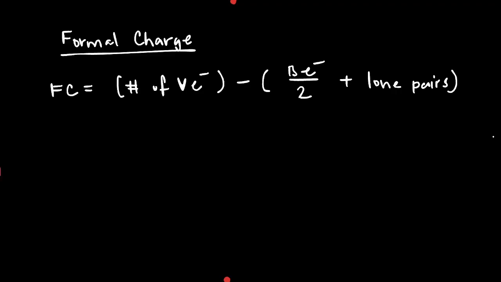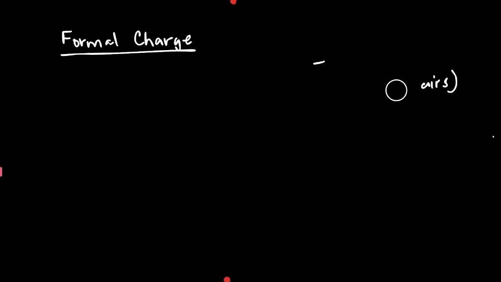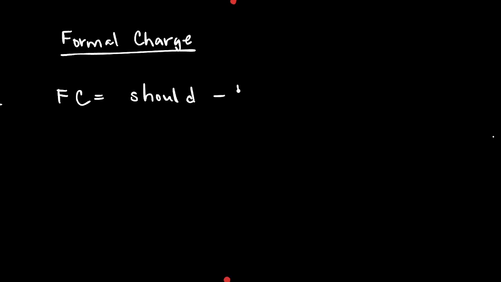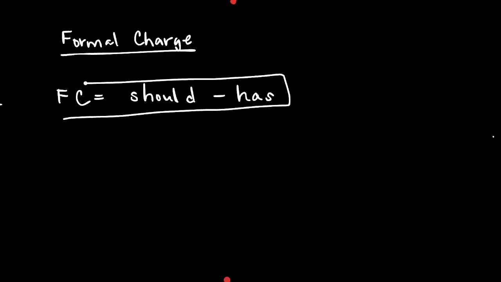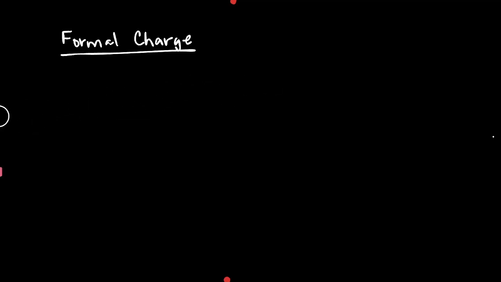implement. So instead of doing all of this, we can do the exact same thing by looking at the formal charge as simply being the number of electrons that an atom should have minus the number of electrons that it actually does have. So should minus has is all we need to worry about when we're trying to find the formal charge. So let's look at an example molecule to see how this would work.